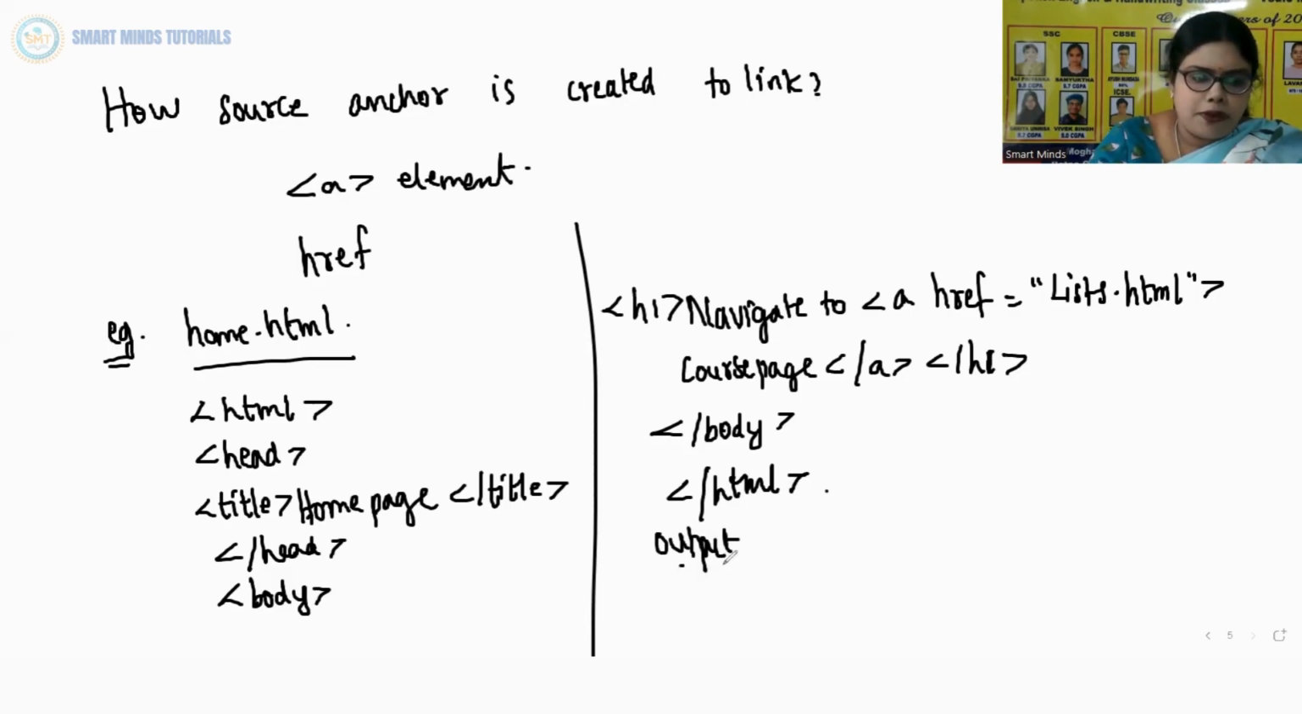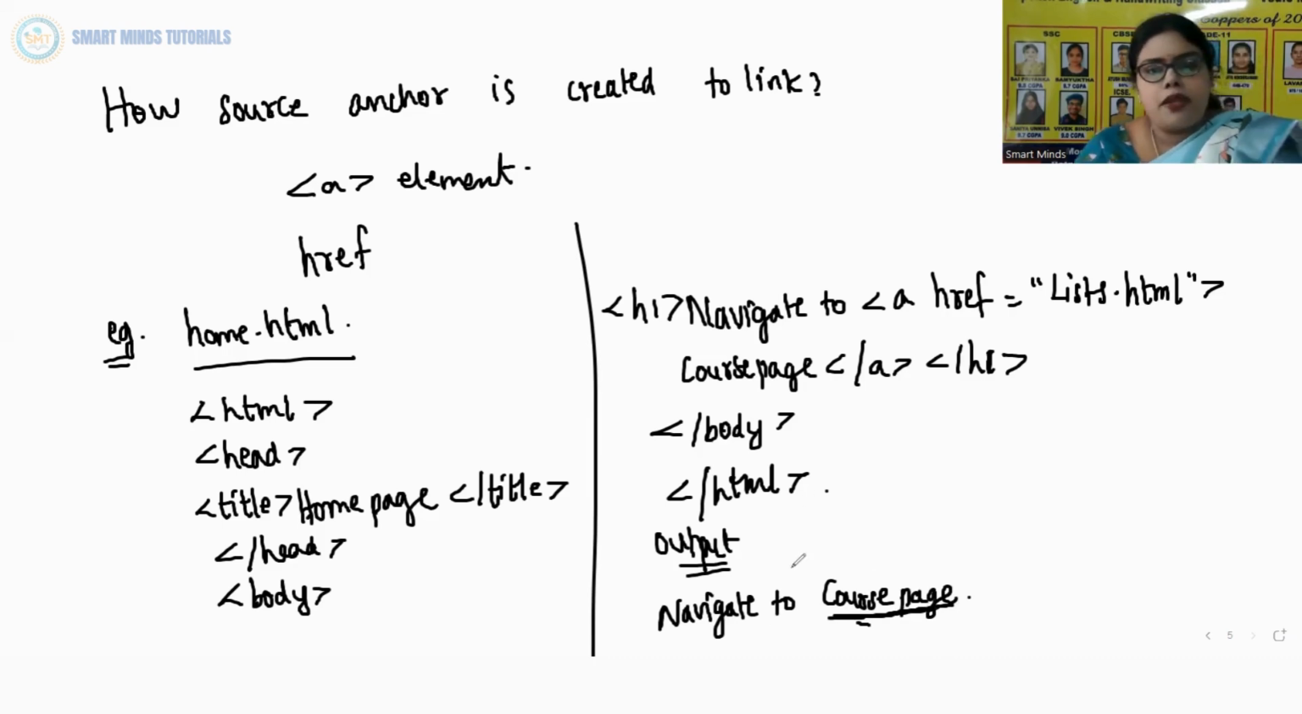So the output would be "Navigate to course page" like this. So when the user clicks on the list page of the home page, the index.html page gets loaded into the same window by replacing the home.html page.